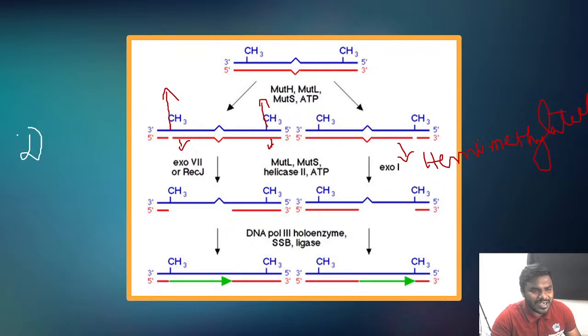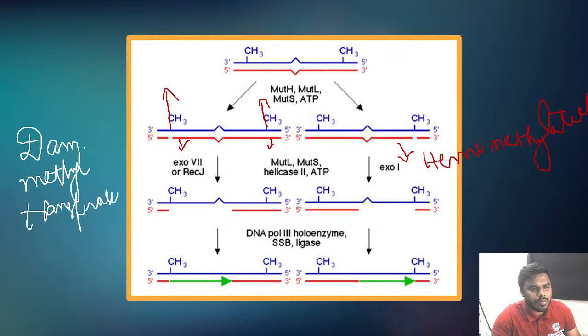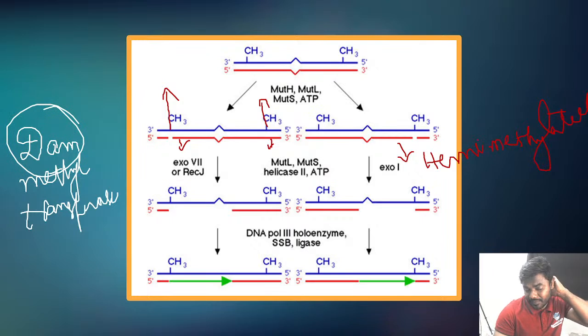This is also asked as a direct part B question. We can call it the Dam methyltransferase enzyme, deoxyadenosine methyltransferase. This is the enzyme which will add the methyl group to the palindromic sequences present in the daughter DNA. Why am I saying this? Every student, listen to this point.